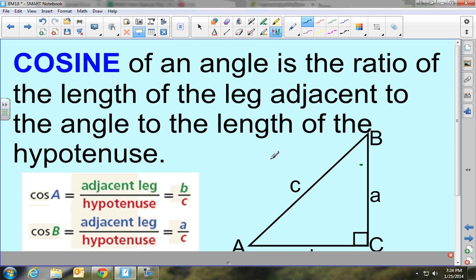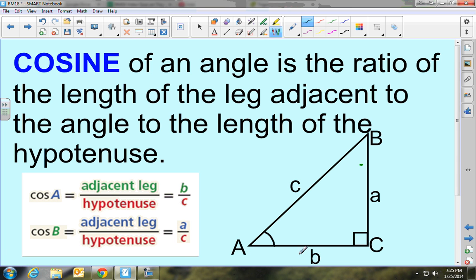Cosine looks very similar. Cosine is the adjacent over the hypotenuse. So if we're talking about the cosine of A, we're talking about the adjacent side, which is B over hypotenuse, B over C. If we're talking about the cosine of B, then we're talking about A over C, and you see that here. Cosine is adjacent over hypotenuse.